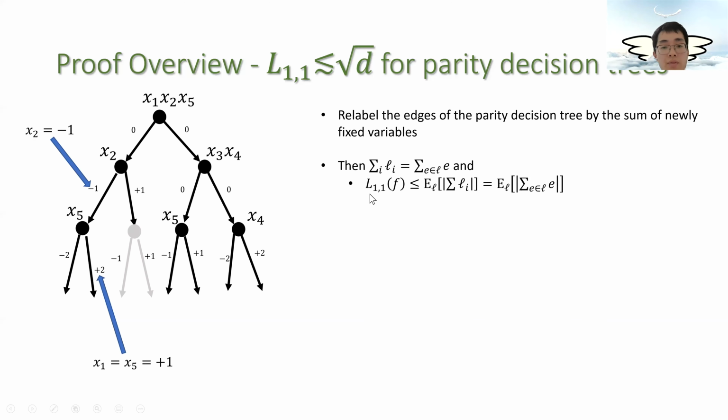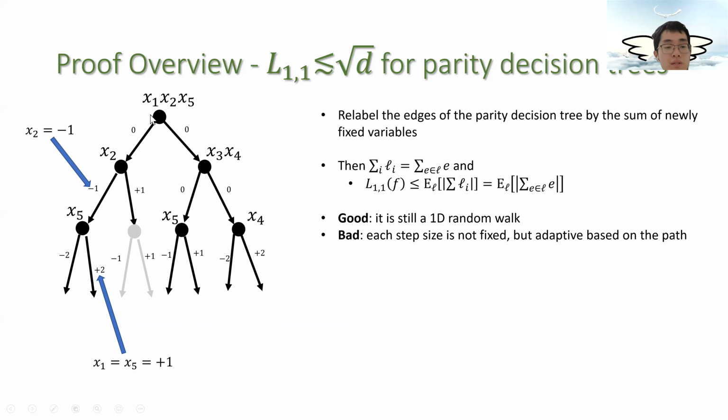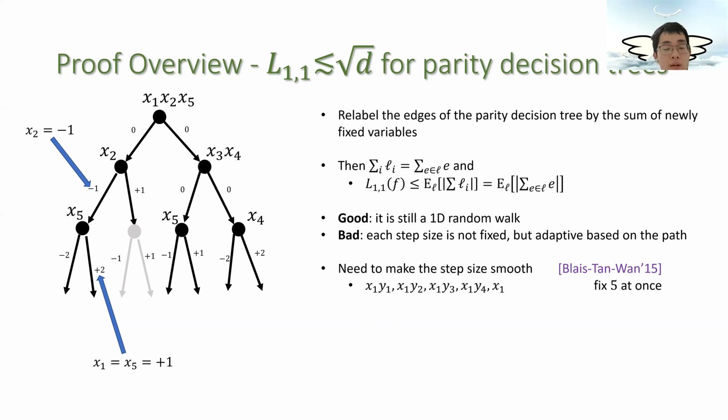And then we can upper bound the first level sum by the expectation over L of the absolute value of the sum of edge weights. The good thing about this expression is that it's still a one-dimensional random walk because on each query, it either goes right or left with half probability, and their edge weights are opposite. However, each step size now is not fixed, but adaptively determined based on the path. To apply some kind of Azuma's inequality, we need to make sure the step sizes are smooth.